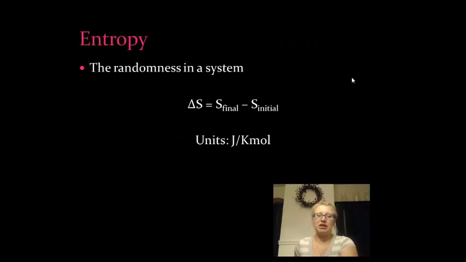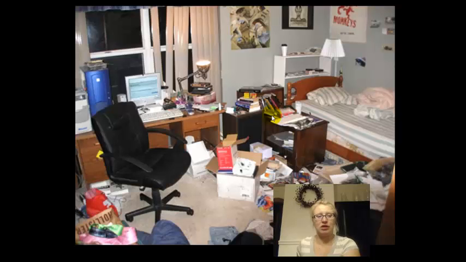The entropy is the randomness in a system, and the symbol for entropy is S. So the change in entropy is the S final minus the S initial. The units for entropy are joules per Kelvin mole.